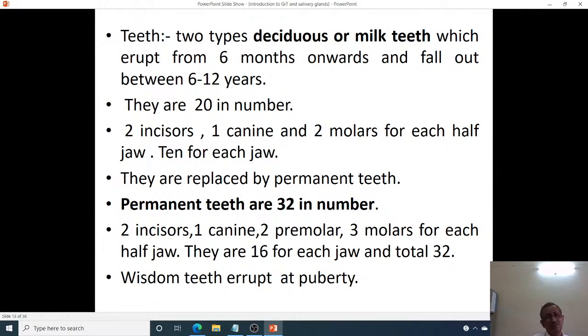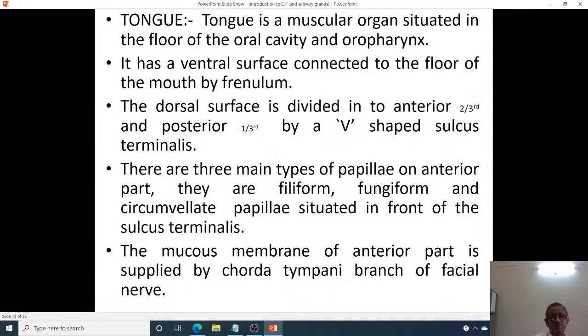Then the teeth. We have the deciduous teeth and the permanent teeth. Deciduous teeth are about 20 in number and they start erupting at 6 months, and by about 12 years they almost disappear. They will be replaced by the permanent teeth. Deciduous teeth are 20 in number, 5 in each half: 2 incisors, 1 canine and 2 molars, whereas the permanent teeth are 32 in number, 8 in each half: 2 incisors, 1 canine, 2 premolars and 3 molars, out of which the last molars are the wisdom teeth, which erupt after puberty.